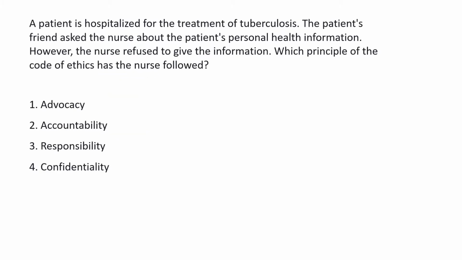A patient is hospitalized for the treatment of tuberculosis. The patient's friend asks the nurse about the patient's personal health information. However, the nurse refused to give the information. Which principle of the Code of Ethics has the nurse followed? 1. Advocacy. 2. Accountability. 3. Responsibility. 4. Confidentiality.